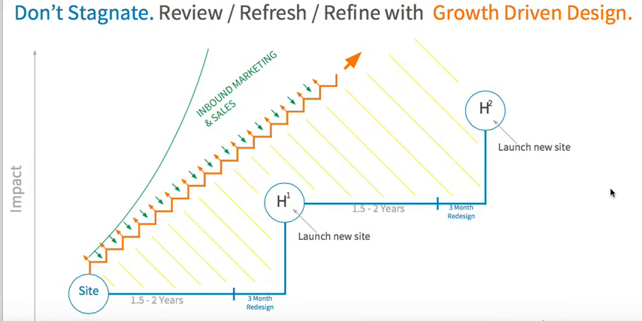Final view, basically, growth-driven design is the opposite of stagnation. We're going to continuously review, refresh, and refine the website to make it a peak performing asset. It should be your number one marketing tool, your number one sales tool. And I believe that the concept and philosophy of growth-driven design, continuous incremental improvements, is a fantastic foundation for growth.